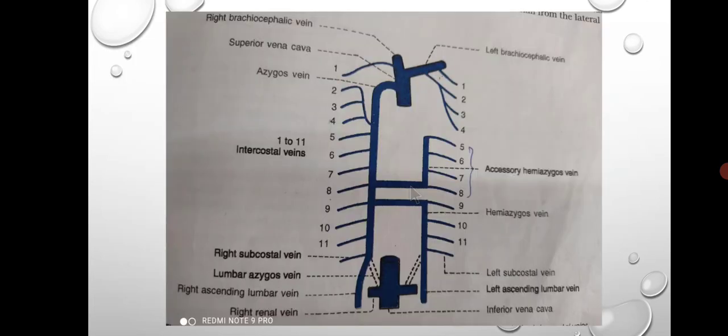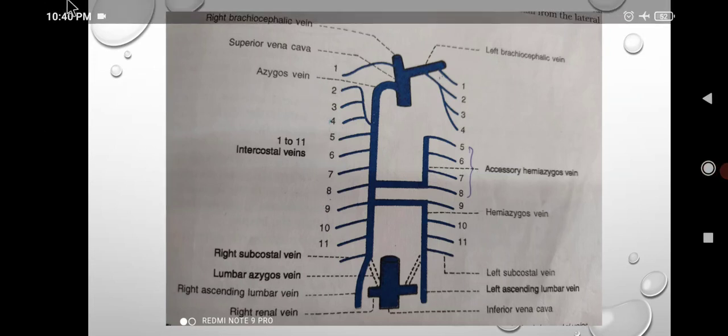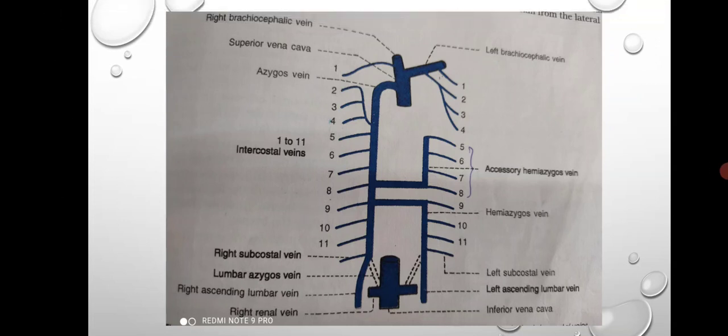Okay, now the formation, how the azygous vein is formed, is very important. So for the azygous vein you have to go and practice this diagram. Okay, so anatomy is basically studied by practicing diagrams again and again. Okay, so everything is given in the diagram itself.